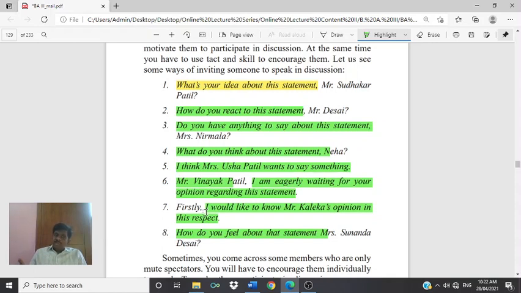Understand that in group discussion, in this module, we are supposed to learn these language expressions, and we are supposed to use them in actual group discussion. Therefore, I am focusing on the common language expressions that we can use in actual group discussion.